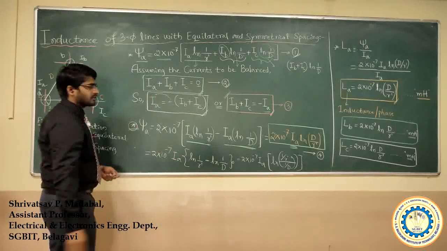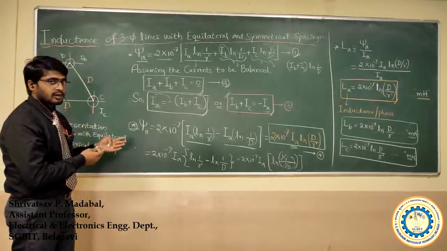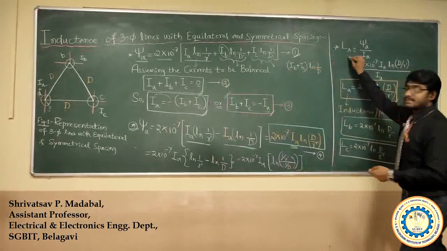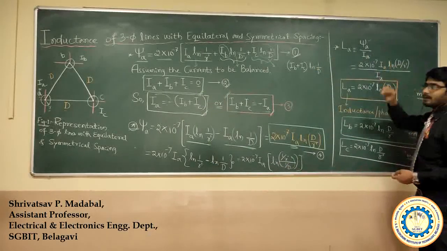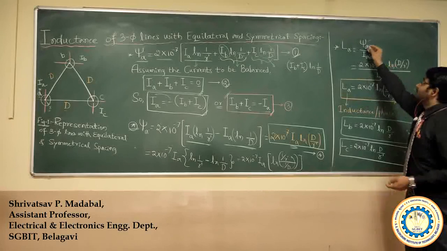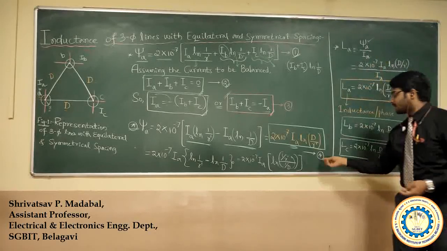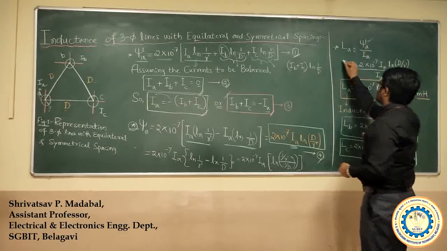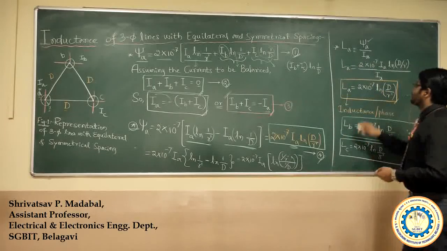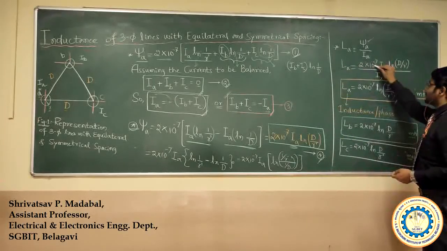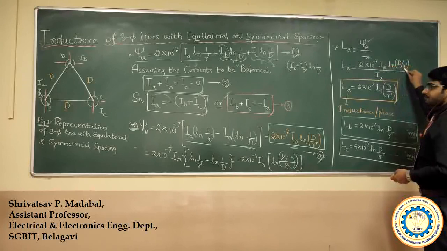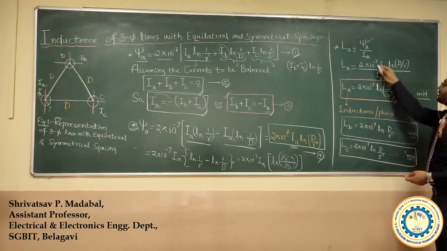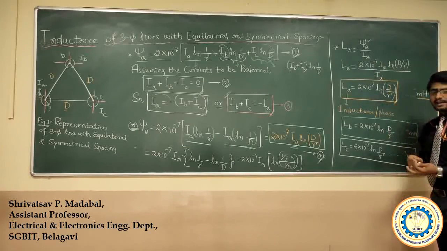So I obtained the first portion because I wanted to find out the inductance. The inductance equation is given by LA is equal to psi A by IA. IA remains the same, but I found out the value of psi A, which is represented in equation 4. After substituting in order to find the inductance, the psi A value is 2 into 10 raised to minus 7 IA ln of d by r dash, which we obtained from equation 4. And in the denominator I am having IA.